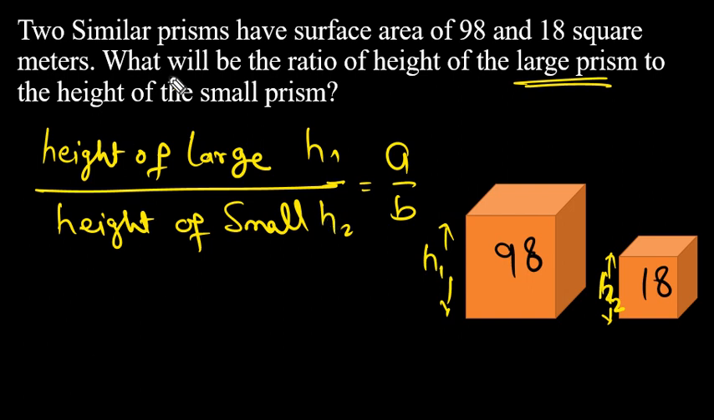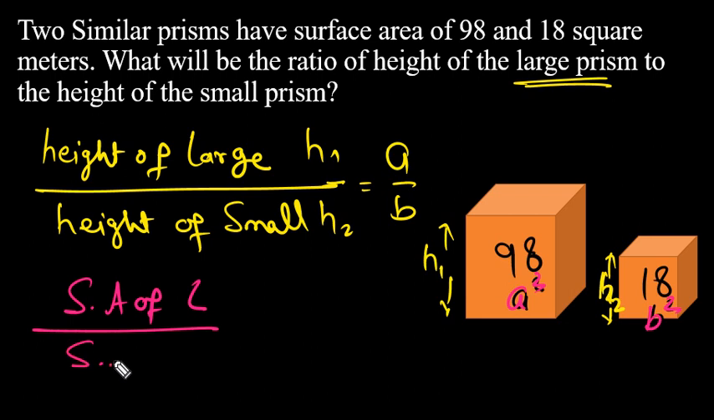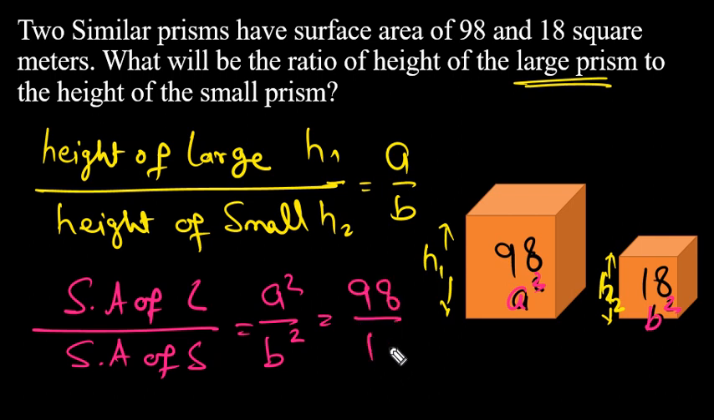So if I'm giving this a and this b, so this will be your a square and this will be your b square, right? So surface area of large over surface area of small, a square over b square, 98 over 18, right? So in this case, what will be this side? Square root of 98 over square root of 18.